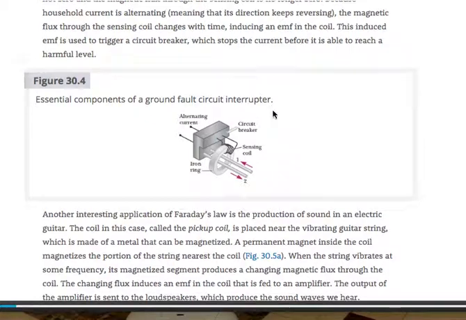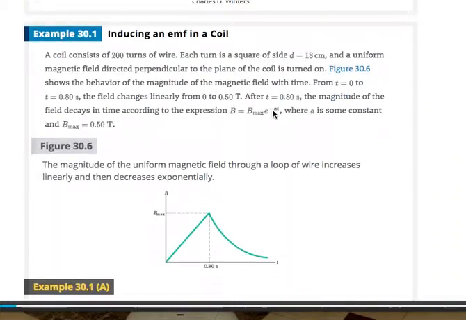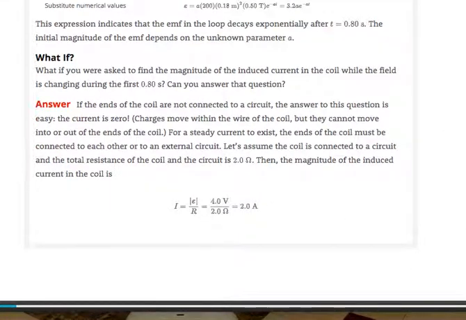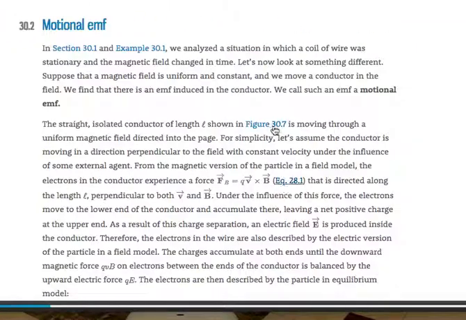Okay, now applications here. All right, so motional EMF.